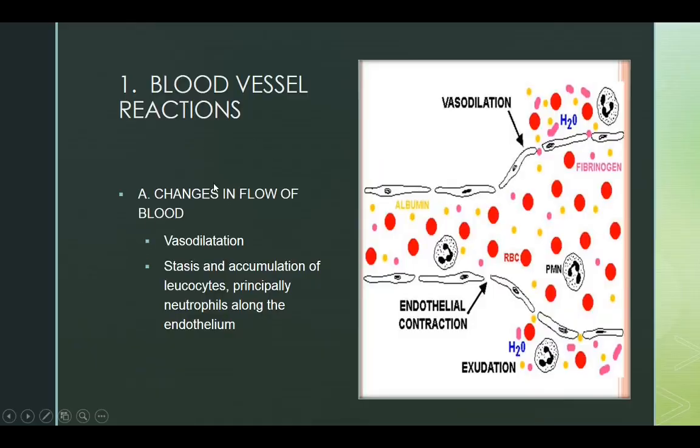There is a change in the flow of blood. There is vasodilation. Some cytokines are released from the body, which cause vasodilation of the vessels, which causes stasis and decreases the speed of the blood flow, so the leukocytes get time to move out of the vessels. In this way it will decrease the velocity of the blood passing through the vessels. So it causes stasis and accumulation of leukocytes, principally neutrophils. As it is acute inflammation, mostly it will be neutrophils coming out from the vessel.